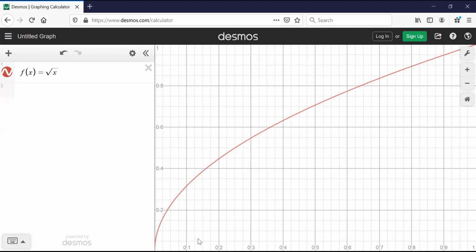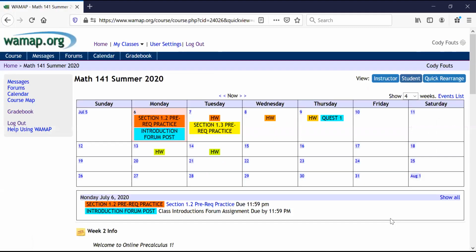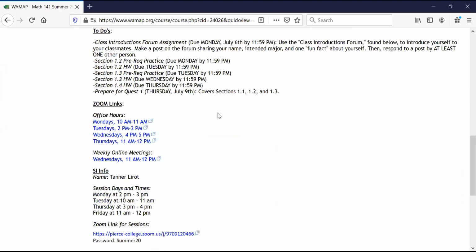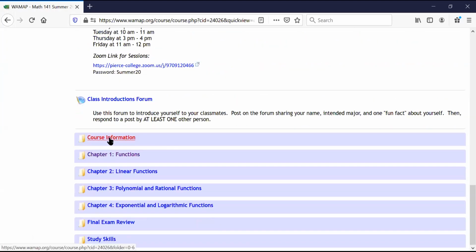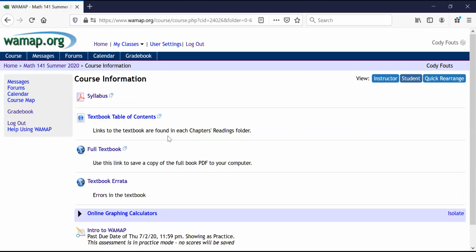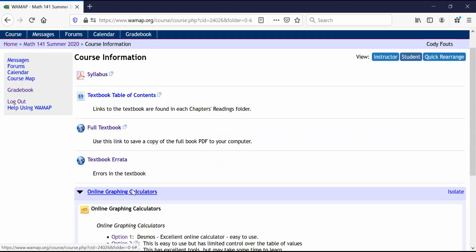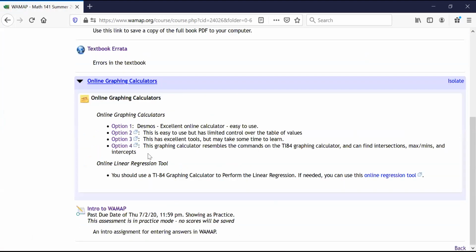All right, finally, if you do not have access to a graphing calculator at home, Desmos is one fine option to use. Also on our class WAMAP page, if you scroll down to course information and open that, notice there's a folder within here that says online graphing calculators that has links to 4 other graphing calculators that you may want to check out. Well, one of them is Desmos, so it has a link to 3 others.